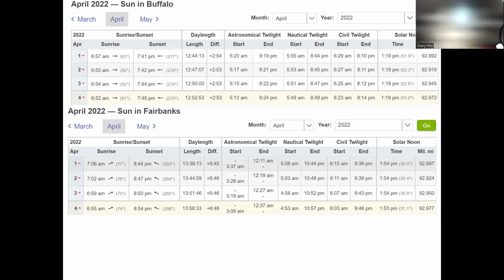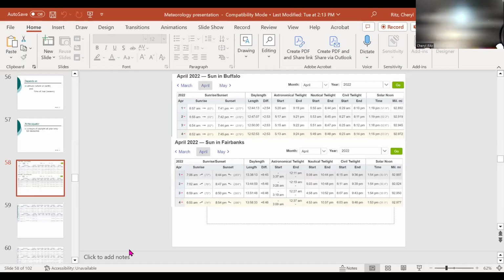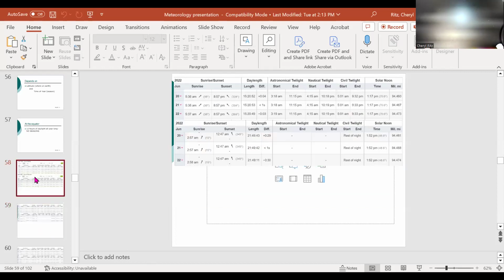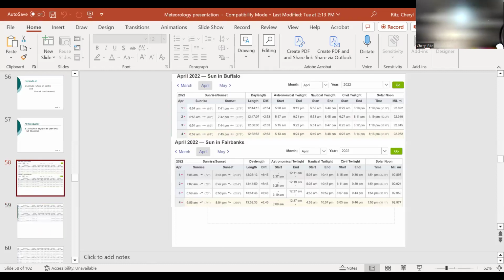Let's look it up right now. I don't think I had the equator there. Wait, let me double check. No, these were all Buffalo and New York, or Buffalo and Alaska. Sunrise time. Told you if we end early, we can. Equator, I wonder if we can get a chart.